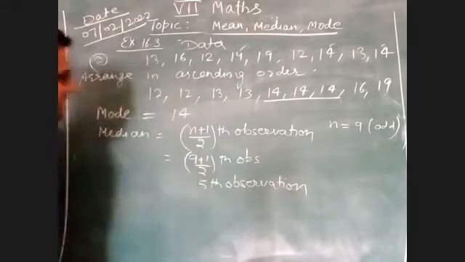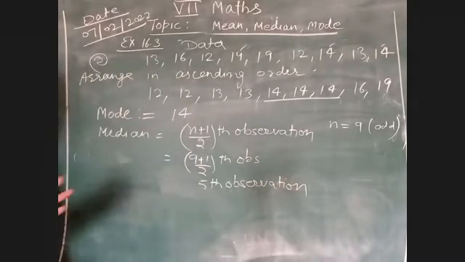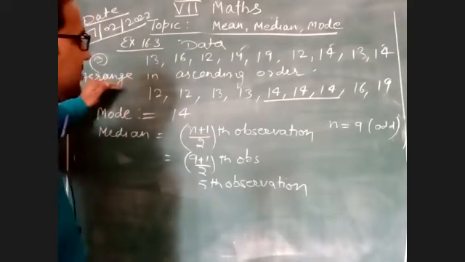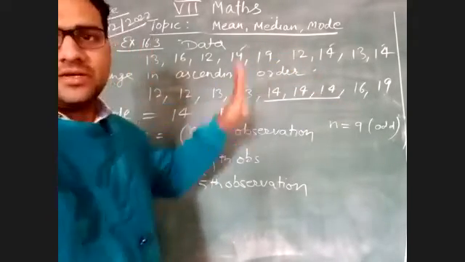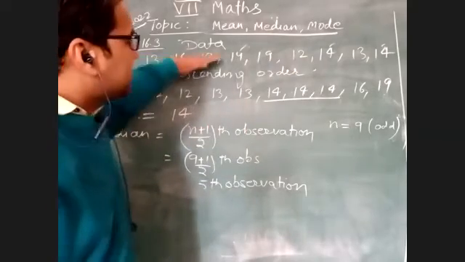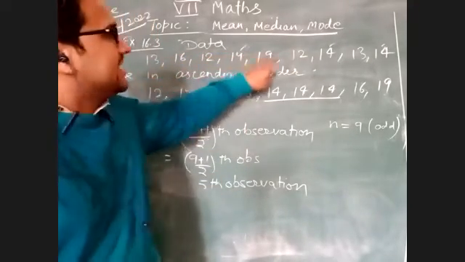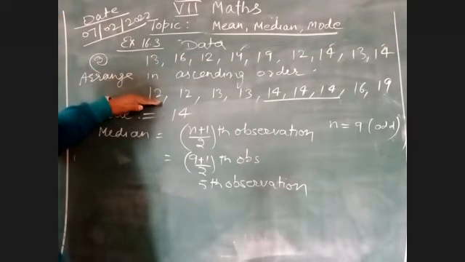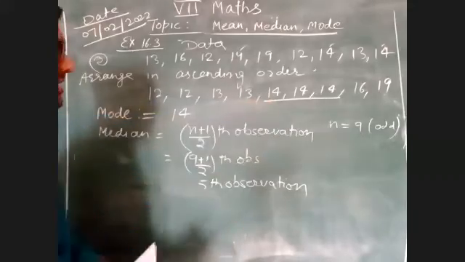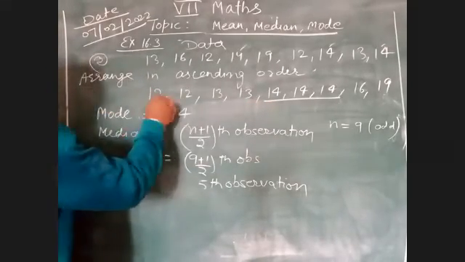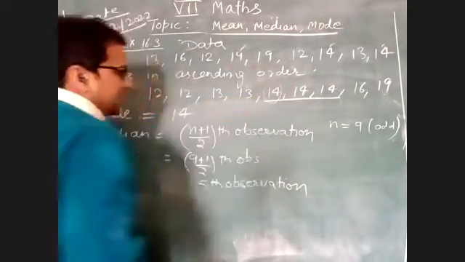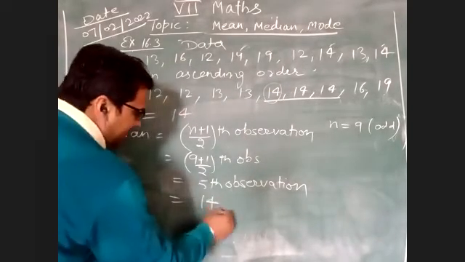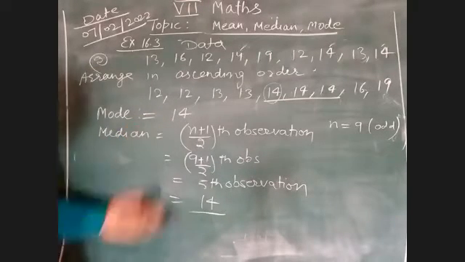And from your data, you have to find out the 5th observation. I am repeating here, when you are observing the 5th observation, you have to observe from your ascending order data, not your given statement. You have to observe what you have written in your ascending order data, and you have to observe the 5th observation. First, second, third, fourth, fifth observation is 14. So in this question, median will be 14, and mode is also 14.